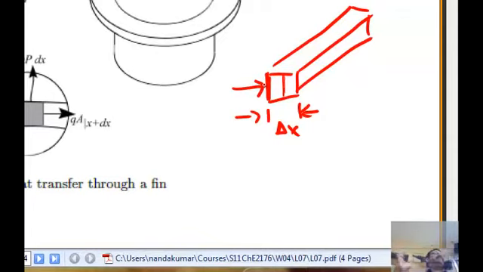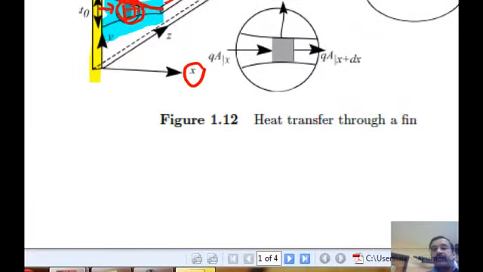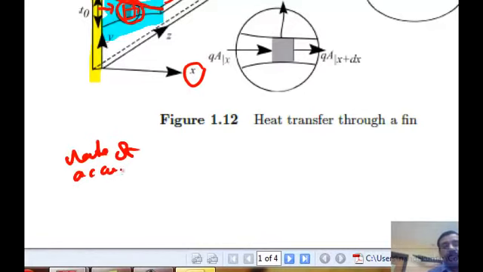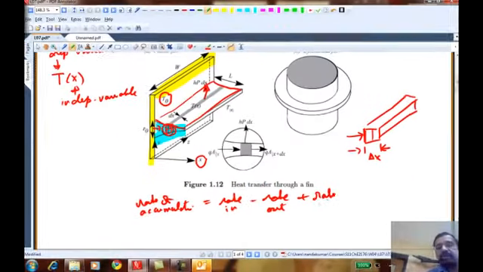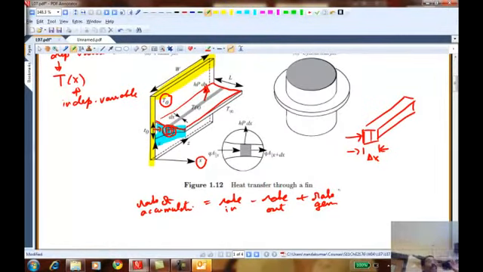Remember, what is my conservation of energy law? Rate of accumulation equals rate in minus rate out plus rate of generation. That's a concept that I'm going to apply in every case where I have an energy balance, identifying a control volume. So the principle is: rate of accumulation equals rate in minus rate out plus rate of generation, heat generation within the control volume. That principle is applied on a control volume that I identify.